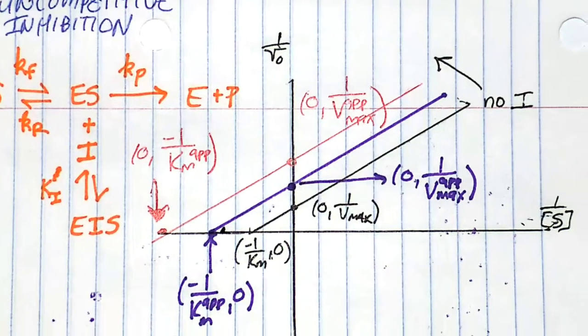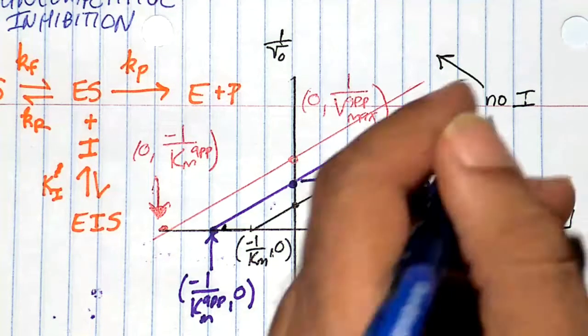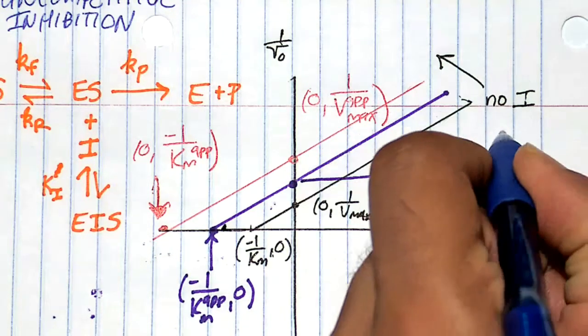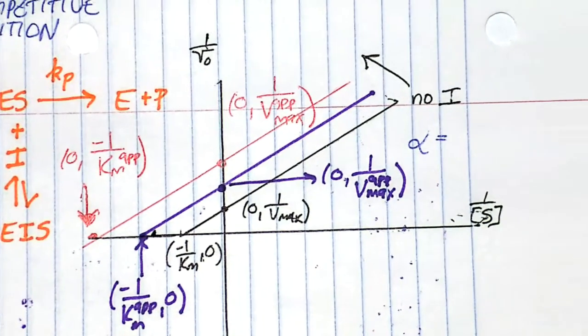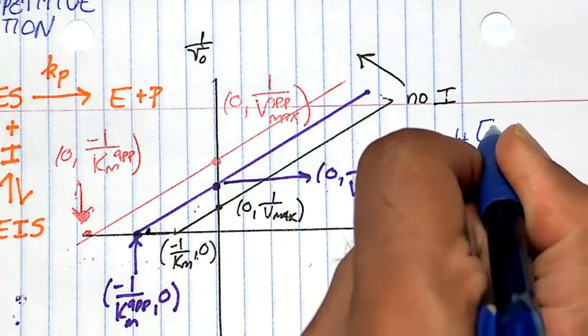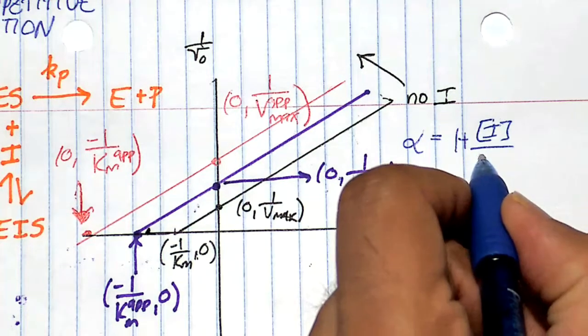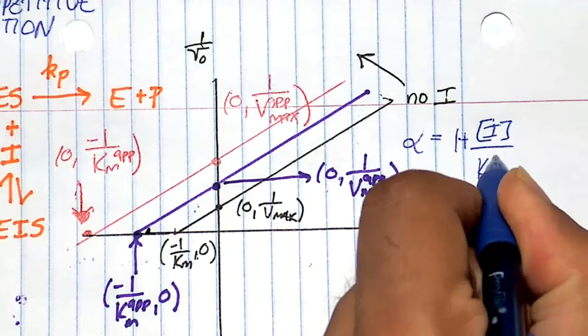All right. So how is this modulated? Well, it's modulated the same way as before. We still have that alpha modulation, and this alpha modulation is going to be 1 plus the concentration of the uncompetitive inhibitor over the dissociation constant Ki prime.